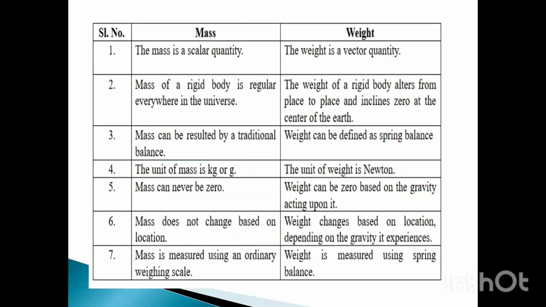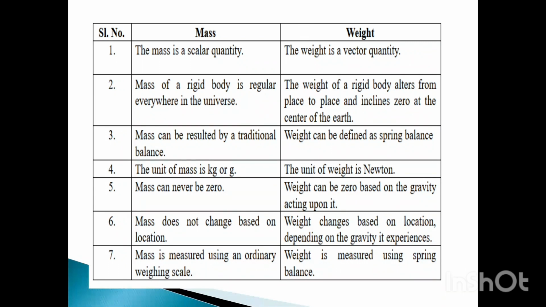So next, differences between mass and weight. This may also have been learned earlier, just a recall. Mass is a scalar quantity, weight is a vector quantity. Mass of a rigid body is constant everywhere in the universe. The weight of a rigid body alters from place to place and becomes zero at the center of the earth. Mass can be measured by the traditional balance. Weight can be measured by a spring balance. The unit of mass is kilogram or gram. The unit of weight is Newton.